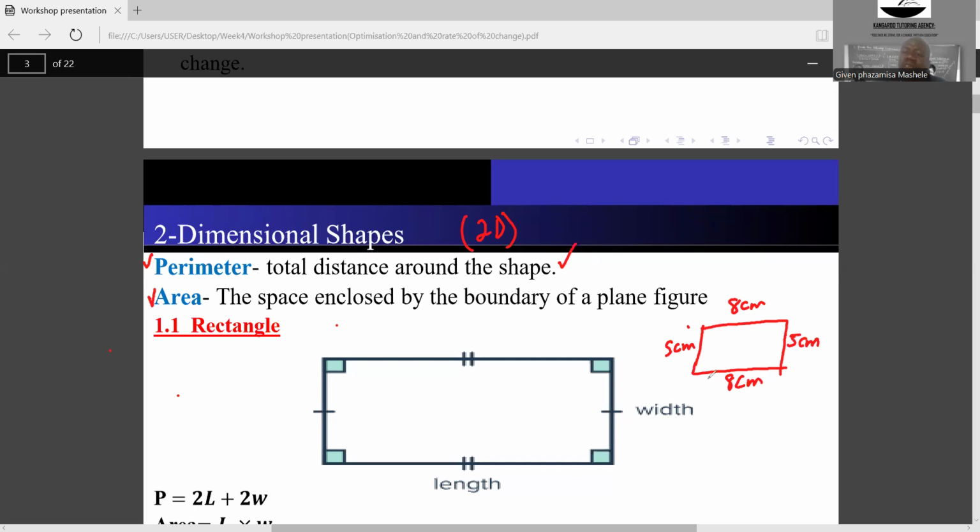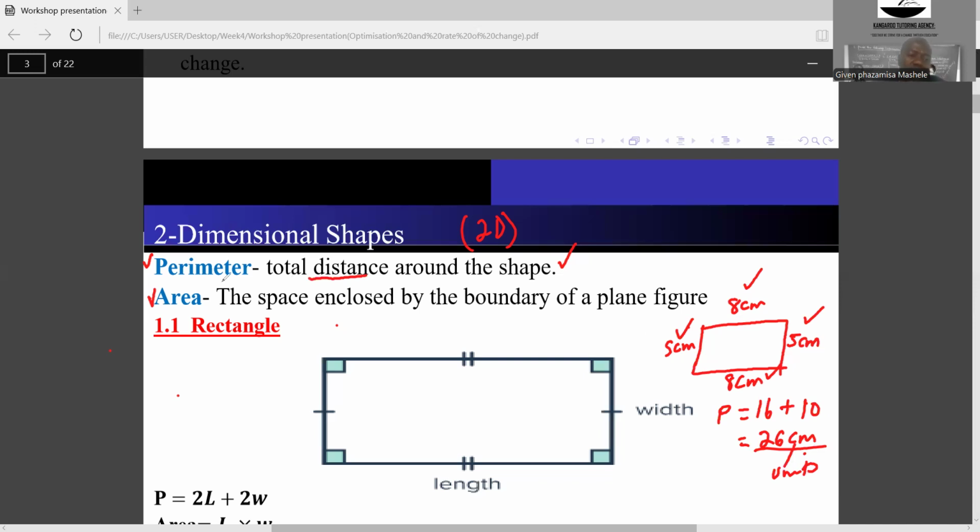So if you want to calculate the perimeter of this shape, we know perimeter is just the total distance around the shape. Which means we have to add all the sides around this shape. So it's going to be 8 plus 5 plus 8 plus 5, because we're moving around the shape. 8 plus 8 is 16, then 5 plus 5 is 10, and the perimeter of the shape is 26 centimeter, which means this is in units. So that is the perimeter.